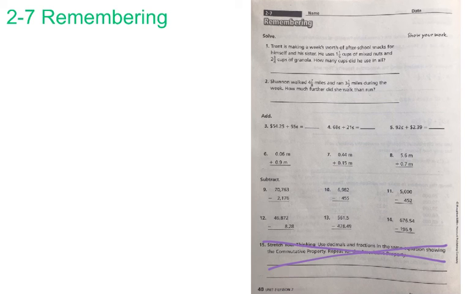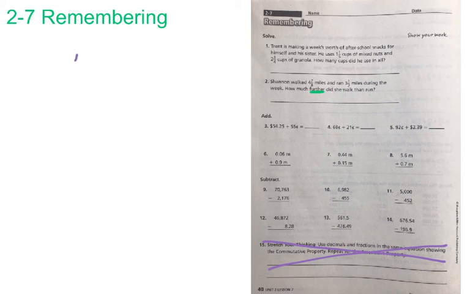In numbers 1 and 2, you're figuring out the operation. Is it addition or is it subtraction? And we're using fractions. We'll complete number 2 together. Shannon walked 4 7/8 miles and ran 3 1/2 miles during the week. How much farther did she walk than run? We've got to look at those key terms there. How much farther or further did she walk than run? That further piece is an indicator to us that we're going to have to do a subtraction here.